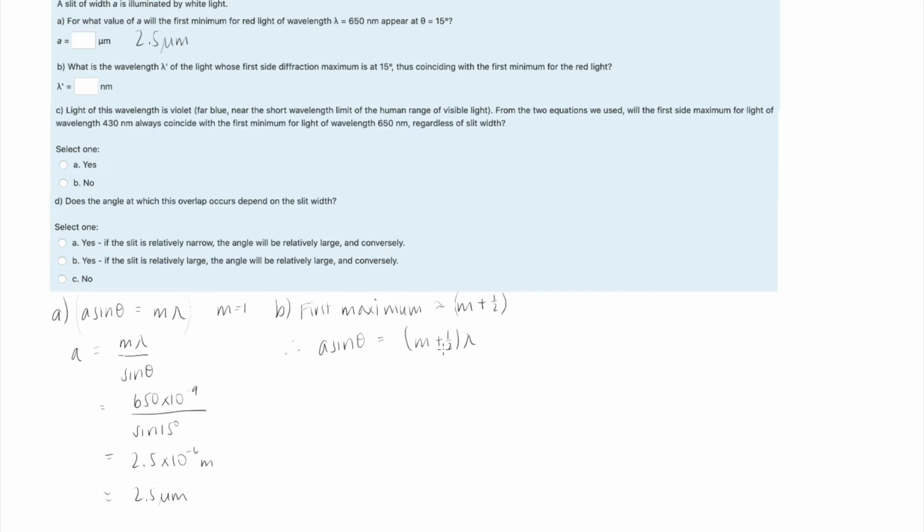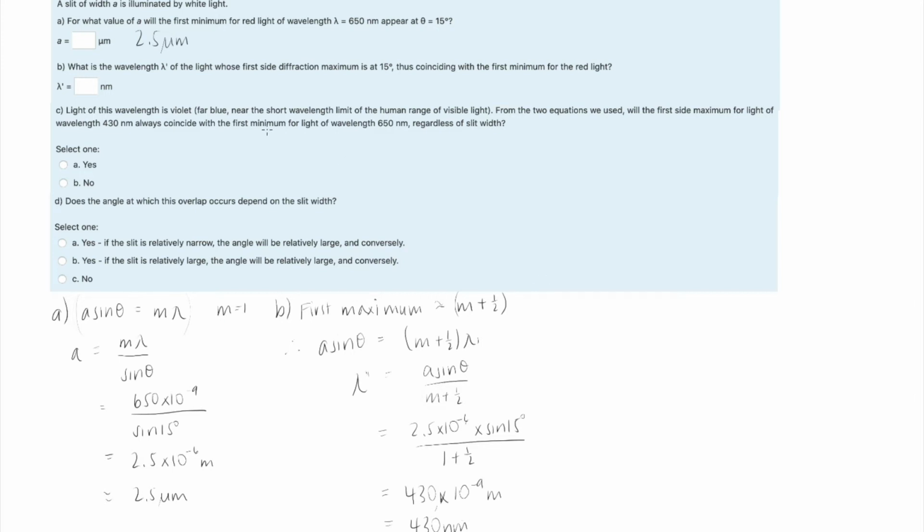Okay, so now what we want to do is rearrange this to get lambda prime. This is our lambda prime, therefore. Now we sub in everything we know, keeping in mind that m, the order number, is going to equal 1. And when we do that, we get a value that is roughly 430 times 10 to the minus 9 meters. So that's roughly 430 nanometers. So that's the answer to part B.